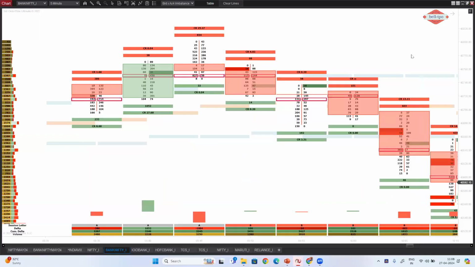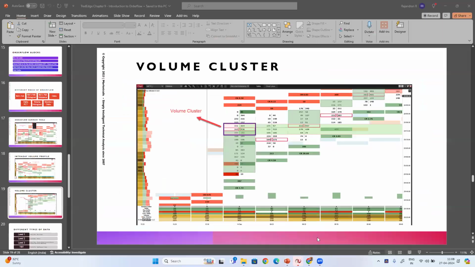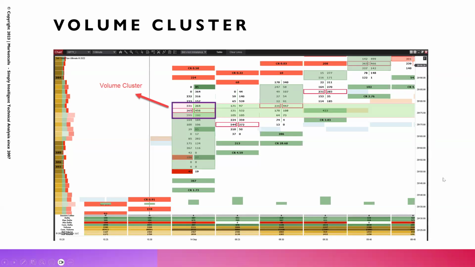All right, coming back to the topic here. So that is with volume cluster. Volume cluster also plays a major role, particularly during events. Right? The next upcoming event is going to be the election season. During the election season, you'll be finding a lot of interesting volume clusters.